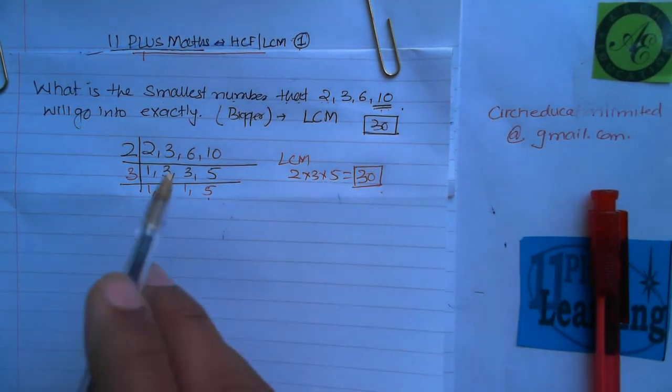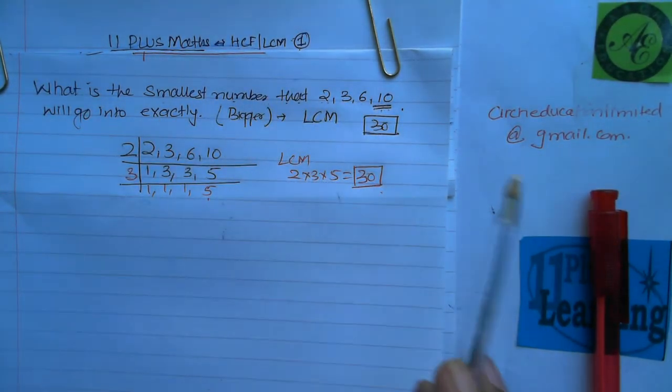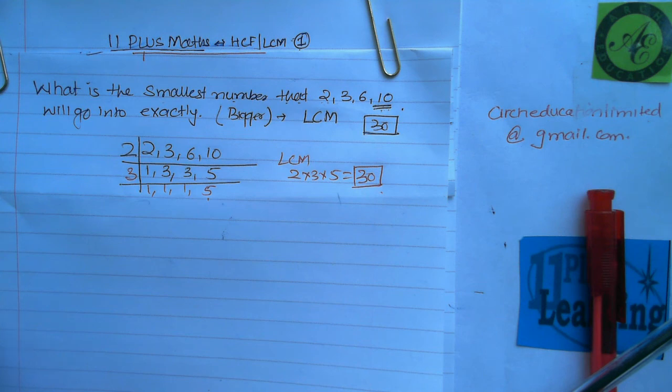So 30 is the number which 2, 3, 6 and 10 can go into exactly, without leaving a remainder.